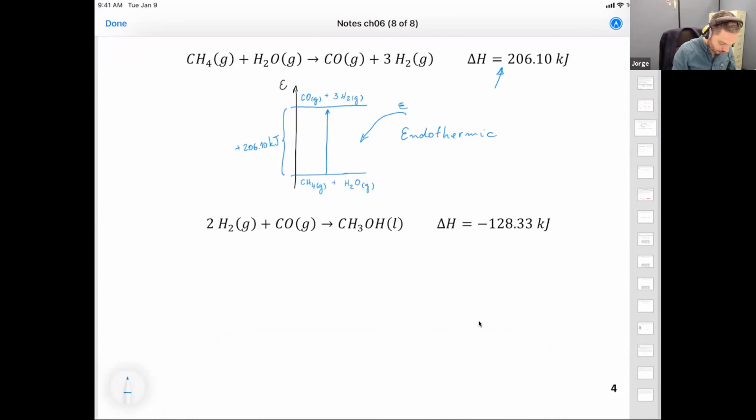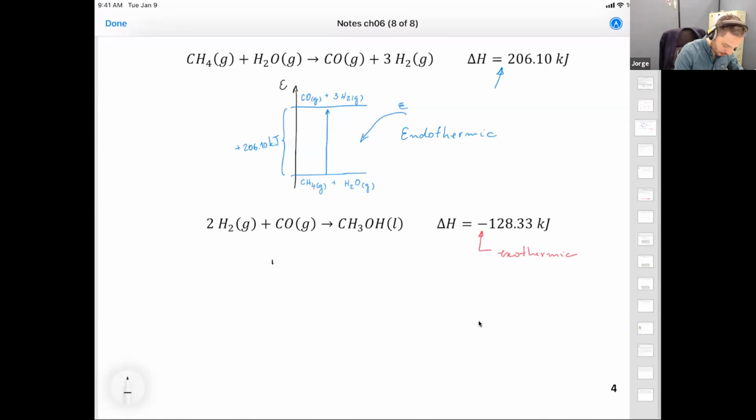The second example here that we are going to start tackling today shows hydrogen reacting with carbon monoxide, and the only product of this reaction is methanol. For the delta H of this reaction, we see here a negative value. That alone indicates that this reaction is exothermic. So now let's draw the energy diagram for this reaction.